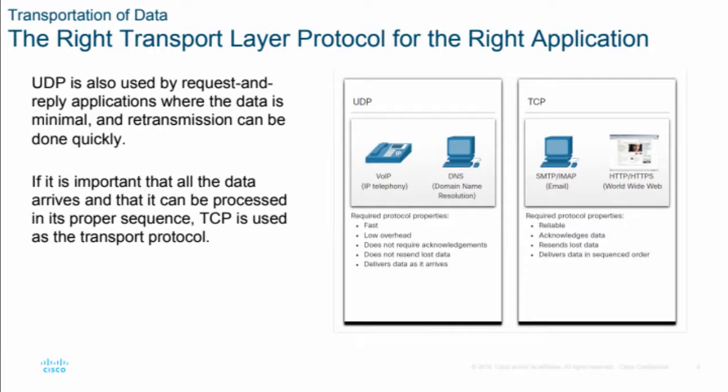For UDP, we have two examples, VoIP and DNS. But please don't get confused. HTTP by itself, is this an application layer protocol or transport layer protocol? Application. But it relies on which protocol in the transport layer? TCP. So don't get confused, please. Remember that. DNS also is an application. VoIP is an application.